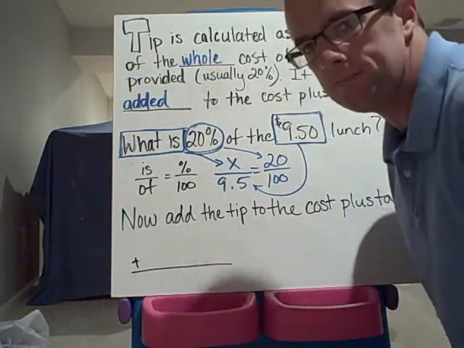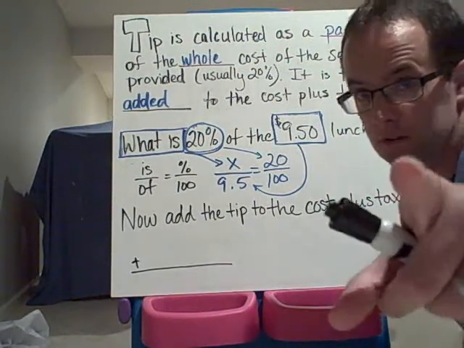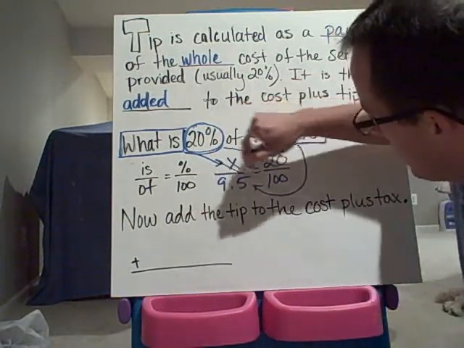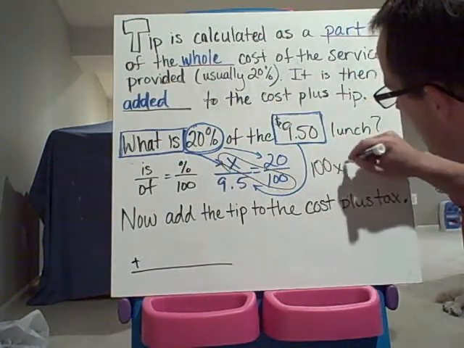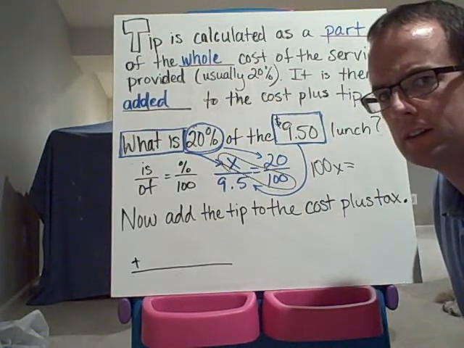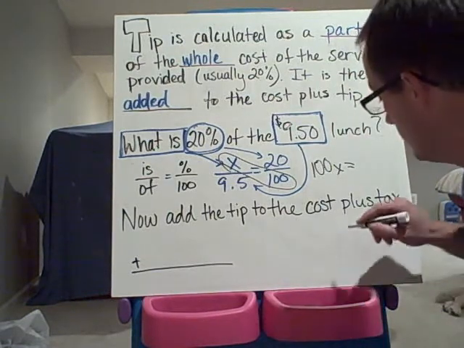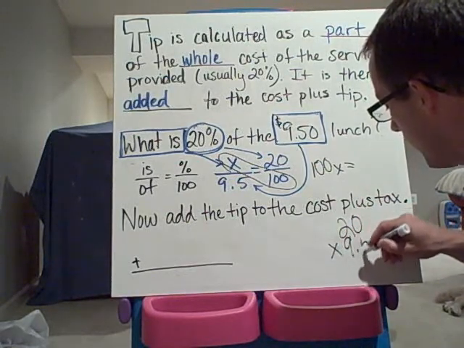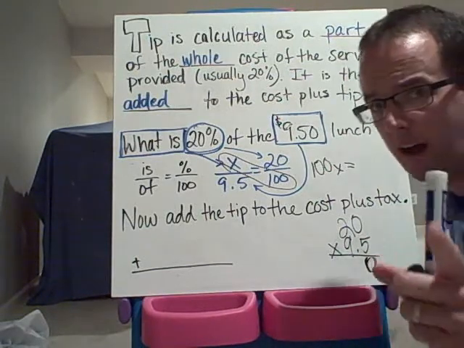And then what do? Cross multiply, good, excellent job. So we're starting to learn that. All right, so you cross multiply and you get 100x equals, now what's 20 times 9.5? Man, that is really hard. I'm going to have to write that one out too. So we're going to do it down here. What's 20 times 9.5?